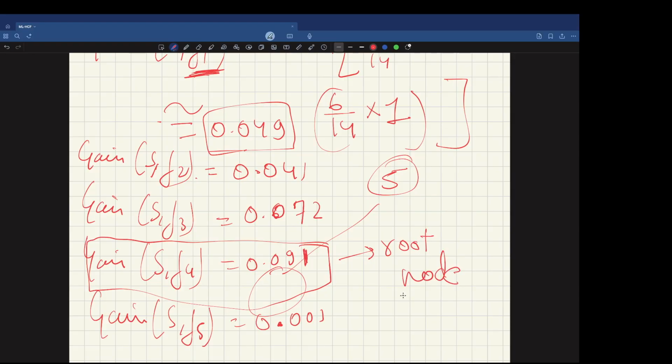Right? Why? This is the reason. Because you calculated gain, which tells you the most important feature among the rest of the features. Once you selected the root node, now do this step level wise.